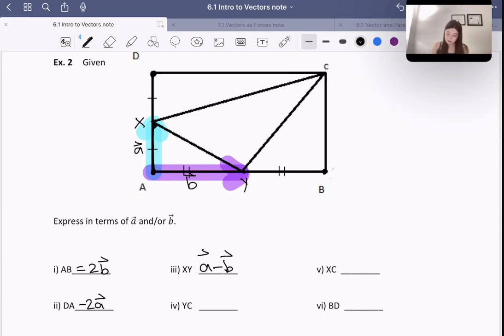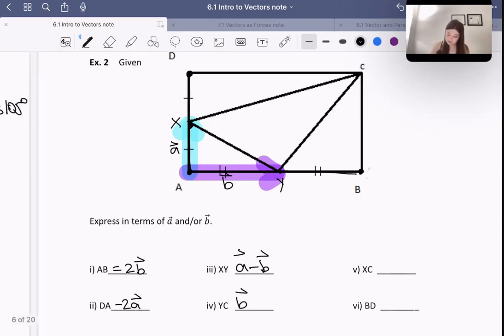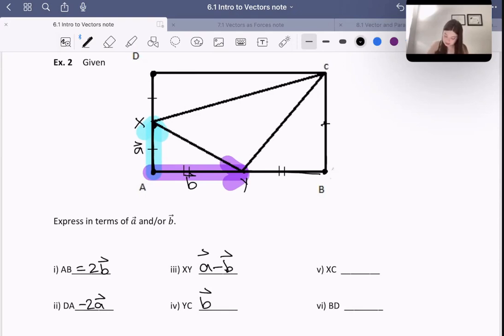What about YC? Well, we would have to go here and do the B vector, first of all. And then we would have to do 2 A vectors. We have to get up here, up halfway, and then up another halfway to get to the full way. So plus 2 of the A vector.